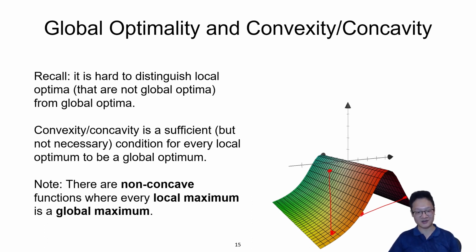So there are some non-concave functions where a local maximum is actually a global maximum. So a local maximum being global does not imply that the function is concave. But if the function is concave, then that implies that a local maximum is a global maximum.